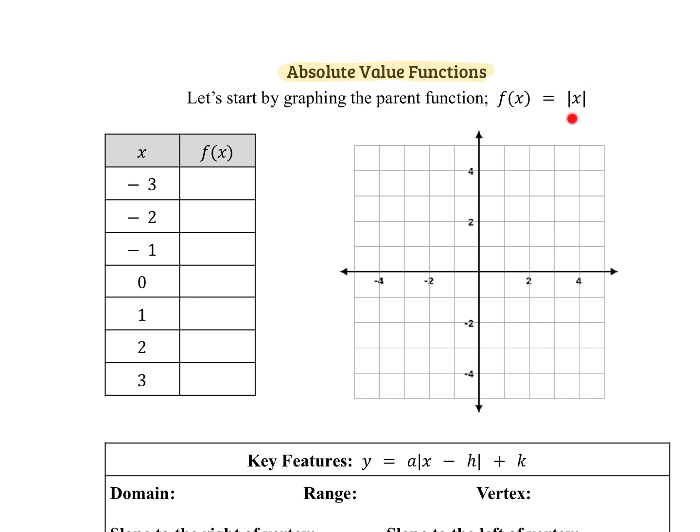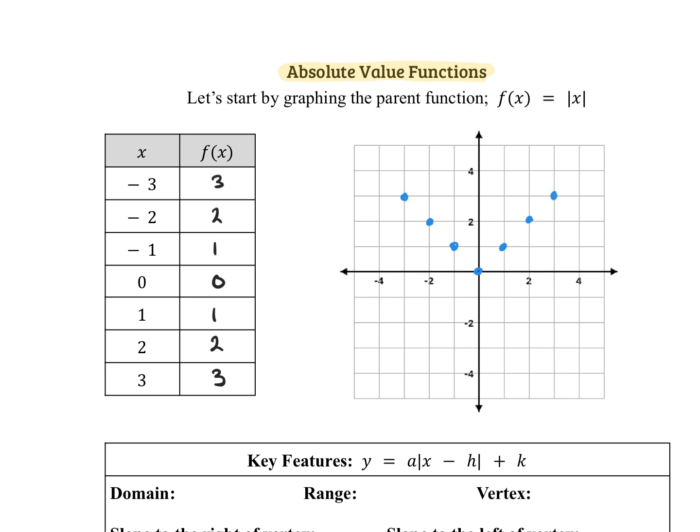Remember, absolute value signs take whatever's inside and make it positive. So whenever you see those vertical lines, it's absolute value. Let's complete this table of values. If I insert -3 right here, the output will be +3. Then we have 2, 1, 0, and 1, 2, 3. Remember, if the inside of an absolute value is already positive, it just stays exactly the same. So if you plot those points, you get a graph that looks like this.